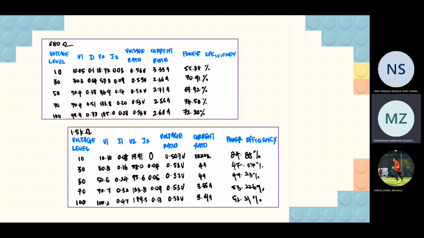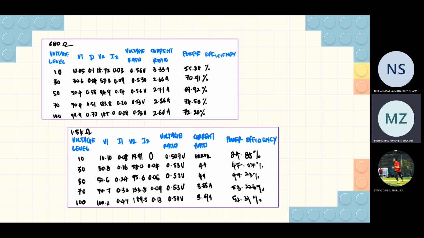74.53. Voltage level for the 100, V1 we get 99.9, I1 0.73, V2 188, I2 0.28. Voltage ratio 0.53, current ratio 2.6. And the power efficiency for the 100 voltage level is 72.2.